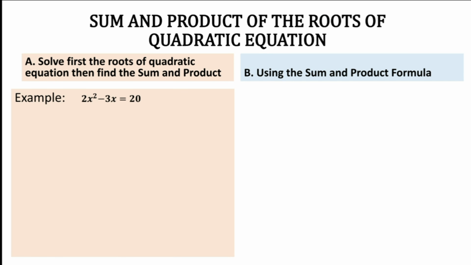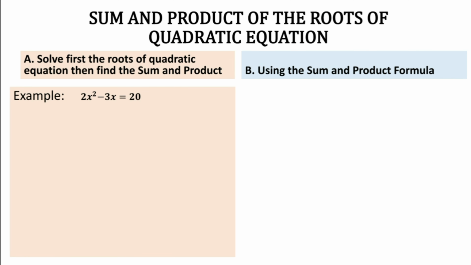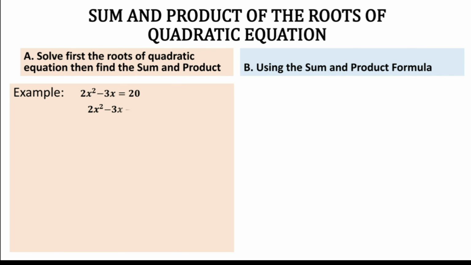Okay, so let's have another example. So, uulitin lang natin yung proseso na ginawa natin kanina. Example number 2. 2x squared minus 3x is equals to 20. As you can see in this example, it is not written in a standard form of quadratic equation. So, we need to rewrite it first into standard form. It should be 2x squared minus 3x minus 20 is equals to 0.